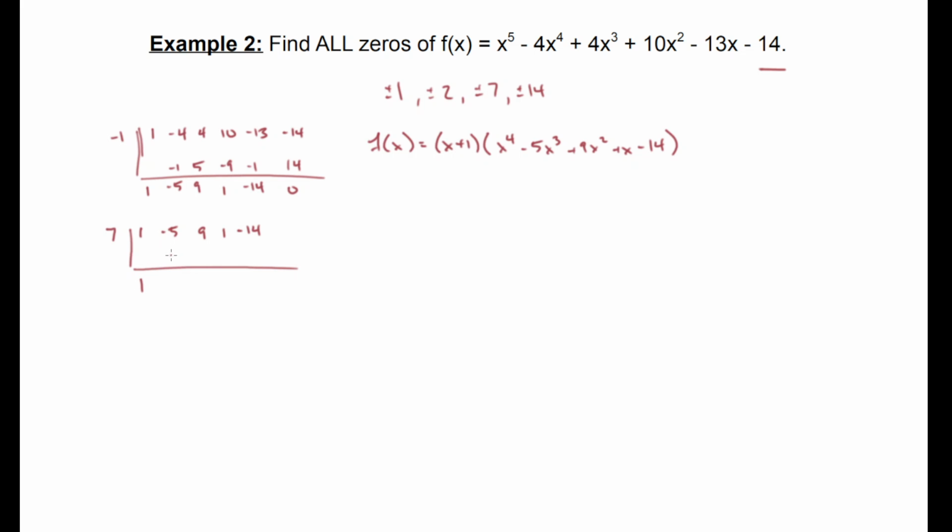This is 1, and this is 7. And so this is 2, and this is 14. This is not promising. This is very much not promising. Yeah, it's not going to work out.